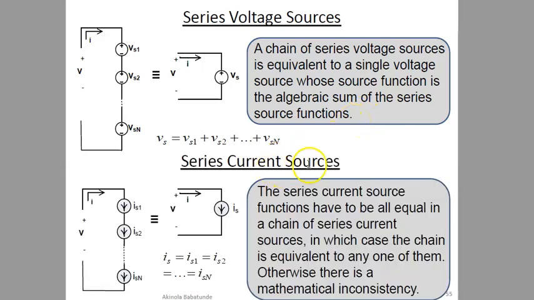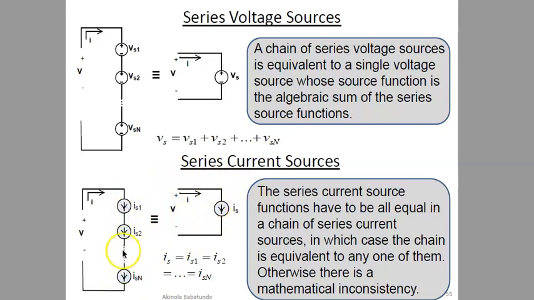Let's talk about the series current sources. In this case, we have current sources connected in series. You can see we have Is1, Is2, right up to Isn, depending on the number of current sources that we have. The equivalent circuit will be given as the circuit that you see here.